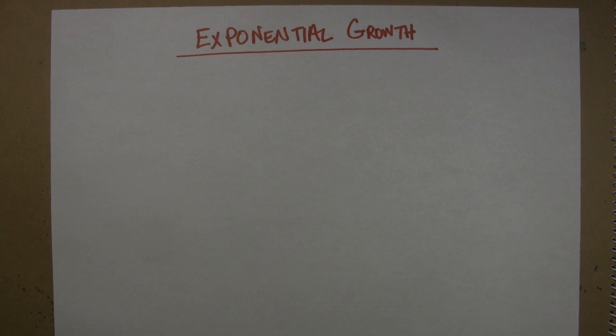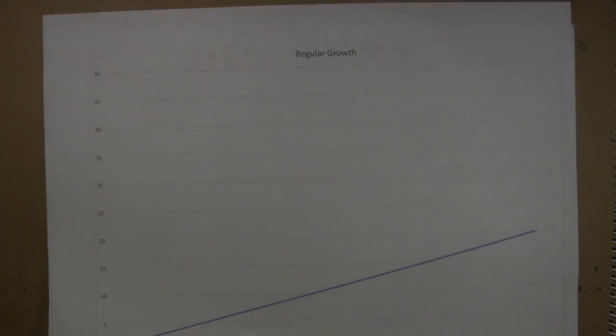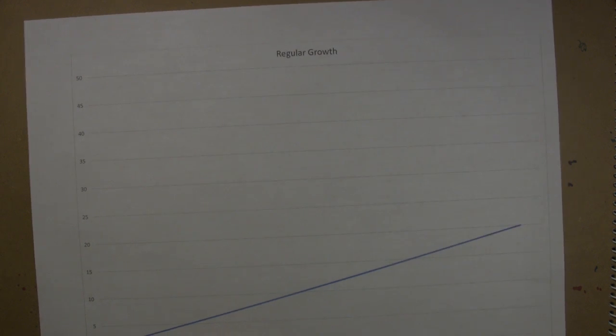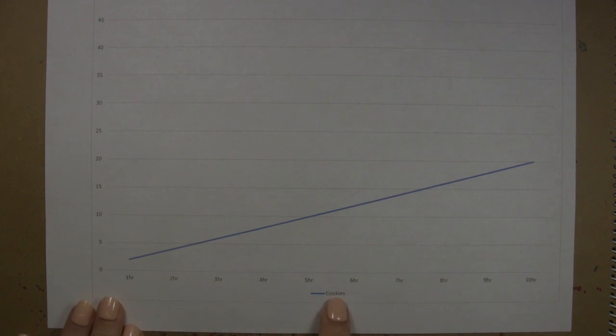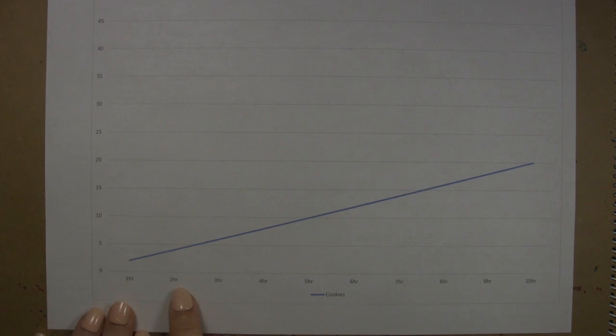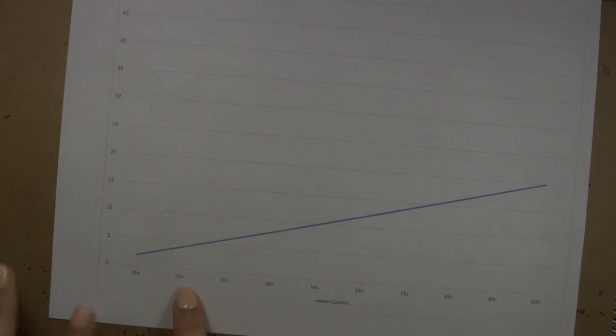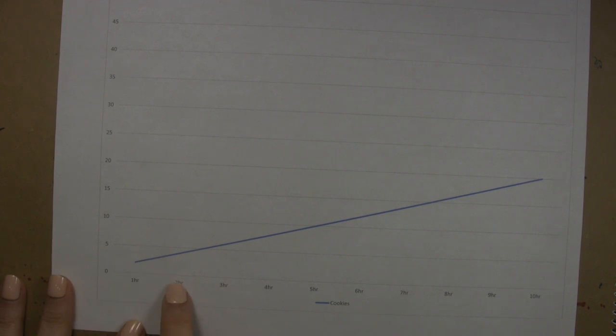So first I'm going to show you a chart of regular growth. So here we have, this is how many cookies you eat if every hour you run over and you get 2 more Oreos out of the Oreo container. So your first hour you had 2, your second hour you ate 2 more, so now you've had 4, your third hour you ate 2 more, so now you've had 6, and then that just continues, and you see you get this nice straight little line here, which is just lovely and easy to understand.